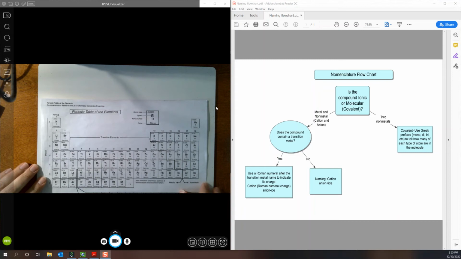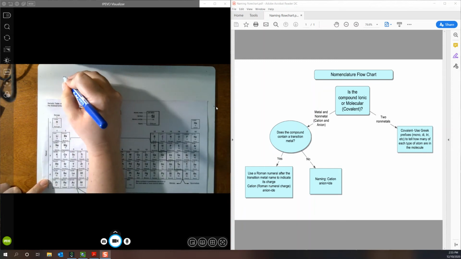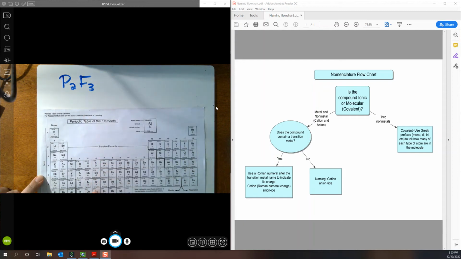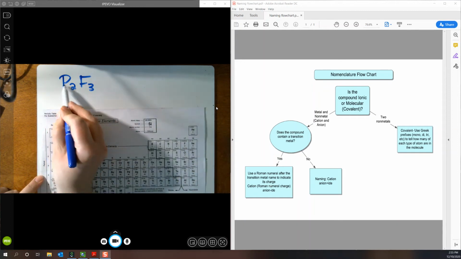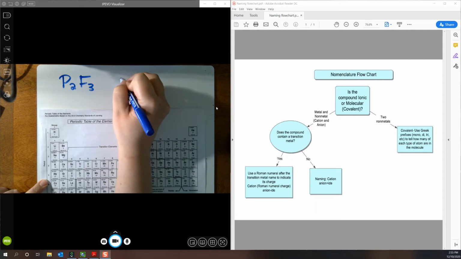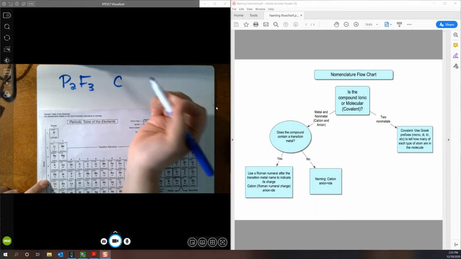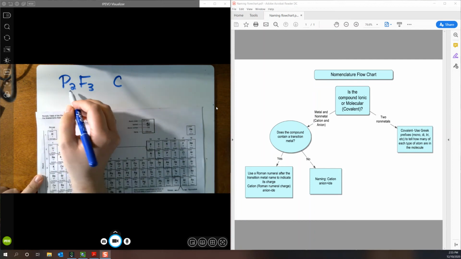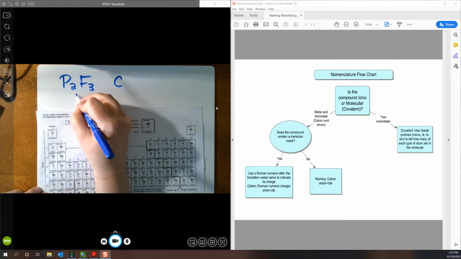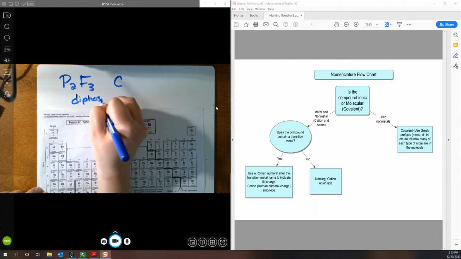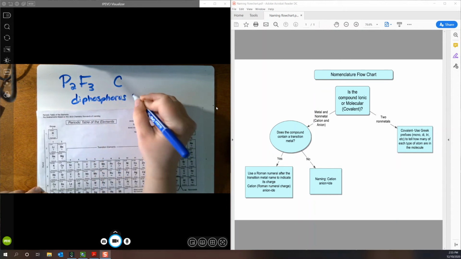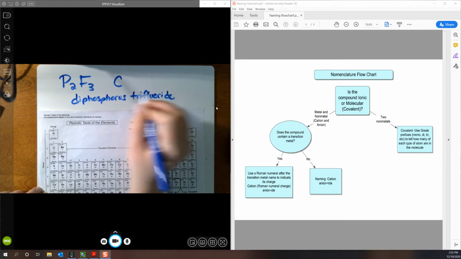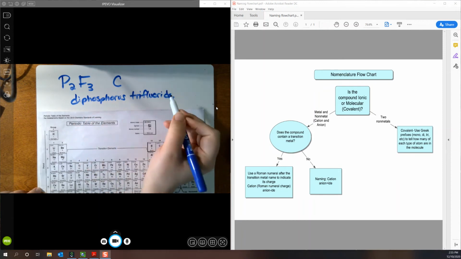So let's look at an example. Let's say that I had P2F3. I would look at that and I would say, nonmetal, nonmetal, so this must be covalent. Sometimes it helps to write a little C or an I next to them just to help you use the right set of rules. All right, so I'm going to use my prefixes. So this is diphosphorus trifluoride, because there's two phosphoruses and three fluorines.